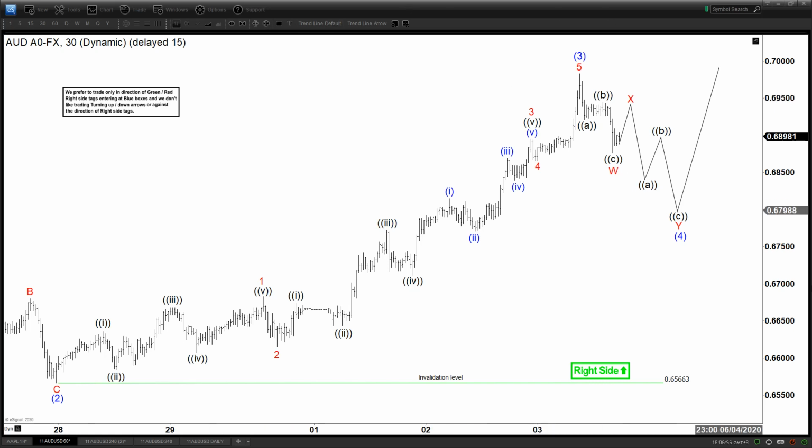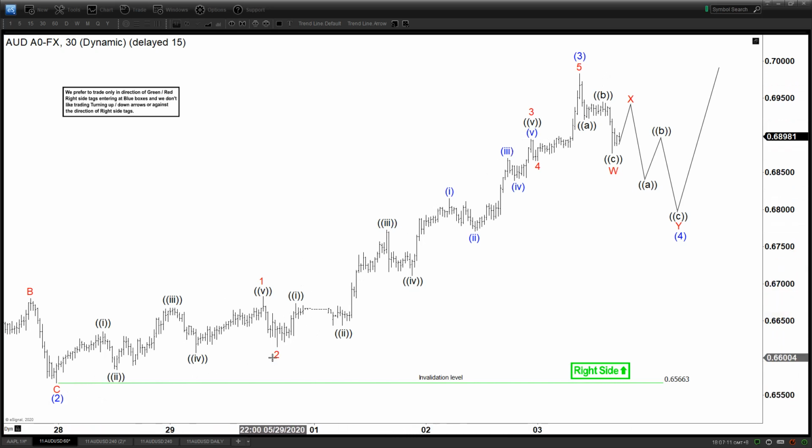Today we will be looking at the chart of the AUDUSD dollars. This is a 30 minutes chart here. We can see the pair has been rallying pretty strongly in the past few days here.